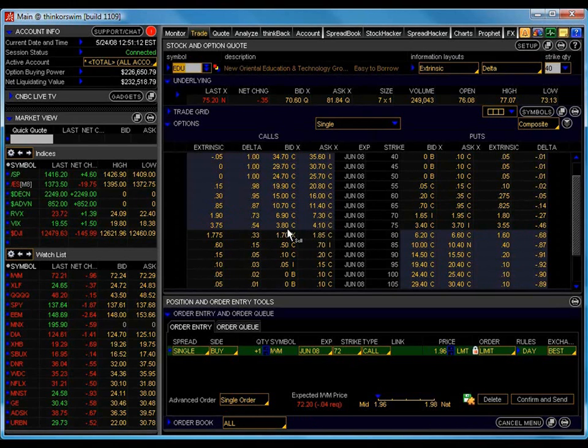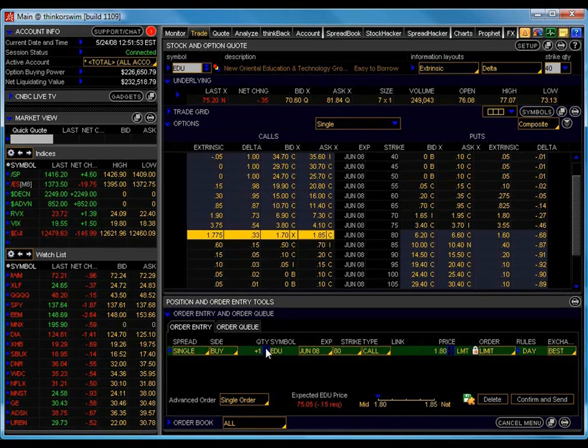The bid and ask on these can be quite large. In this case, let's take a look at the June 80 calls. The bid is $1.70. The asking is $1.85. Even though we're on the weekend, normally the bid and ask are at least 10 cents apart, so this is maybe $1.75 to $1.85 during market hours. Instead of paying $1.85, you could put in an order to buy it at $1.80, which is the mid price, saving yourself 5 cents.